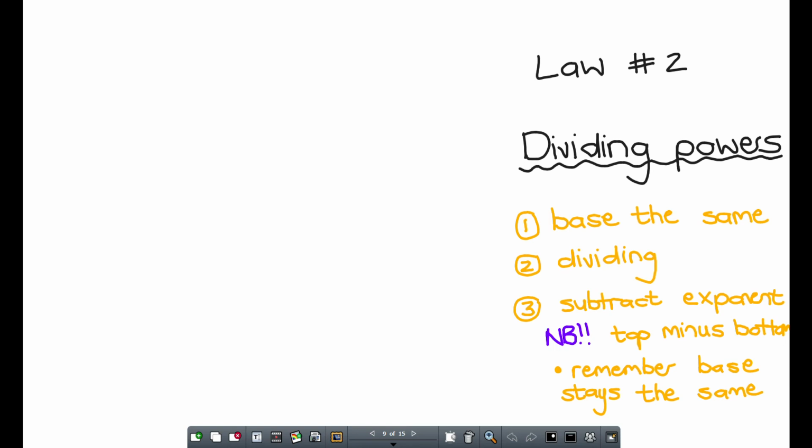Now I say, very important, top minus bottom. I'll explain that again when we get to that, because sometimes they give it to you in the form of a fraction. But you'll see when we do the exercise. And then right at the bottom, please remember that the base stays the same.